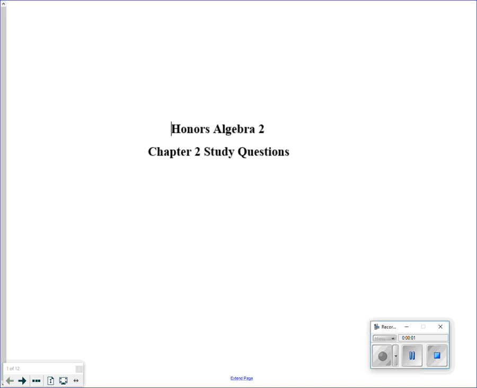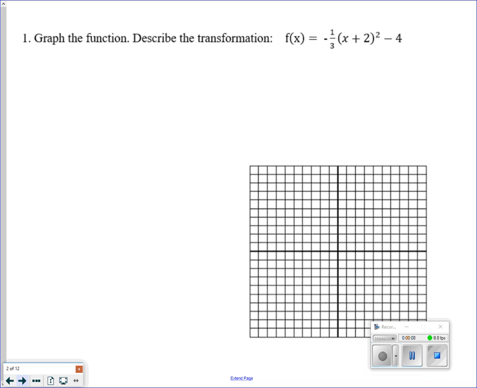Today we're going to be talking about the Honors Algebra 2 Chapter 2 study questions, getting ready for that test. And here we go. Graph the function, describe its transformation. Let's first talk about describing.